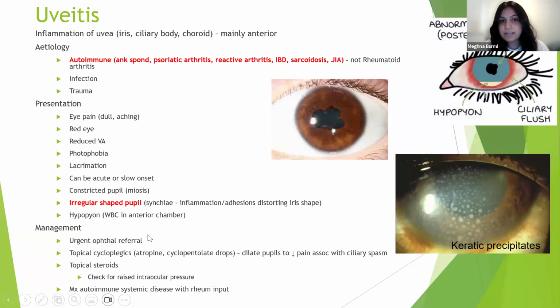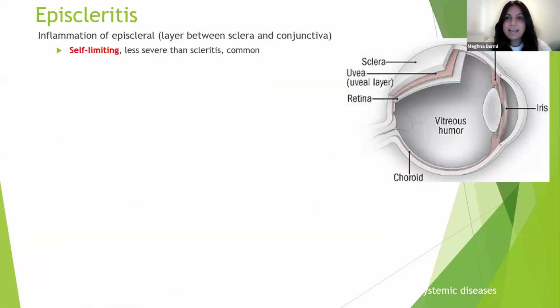Management, basically you want to get ophthalmology involved quickly, and treat it with drops that dilate your pupils, and that reduces the pain associated with your iris ciliary spasm. We have topical steroids that can be given to reduce the inflammation, and manage the autoimmune systemic disease that might be part of the etiology. Now, with steroids, the reason I've written raised intraocular pressure is because steroids can sometimes cause, or we worry about, a raised intraocular pressure when giving a patient topical steroids. We'll cover that later.